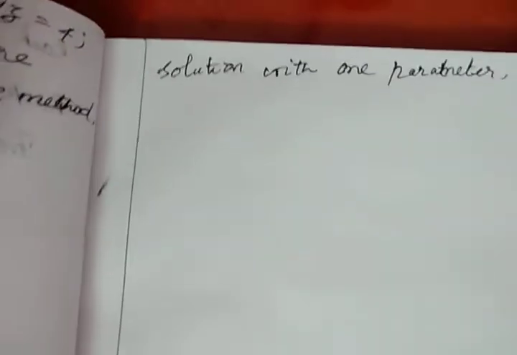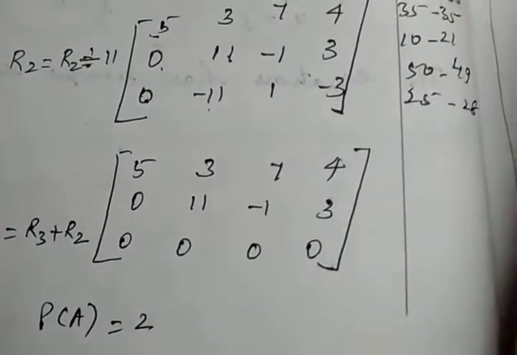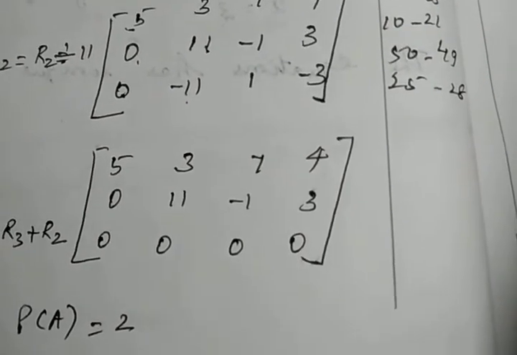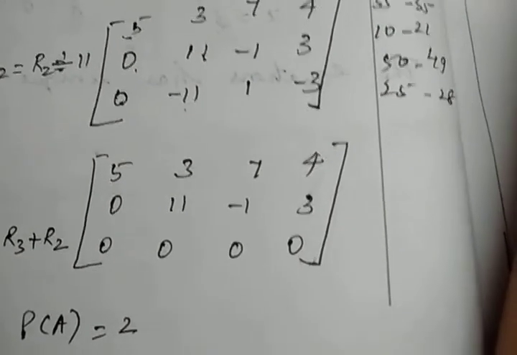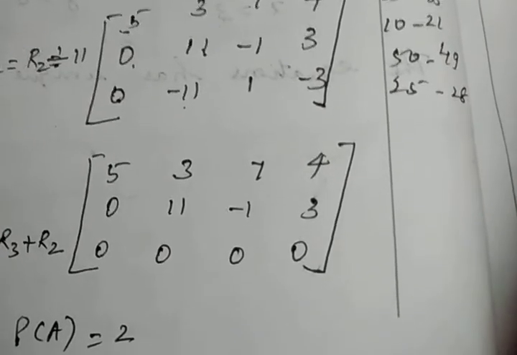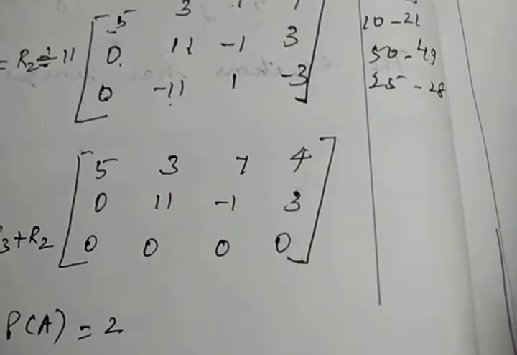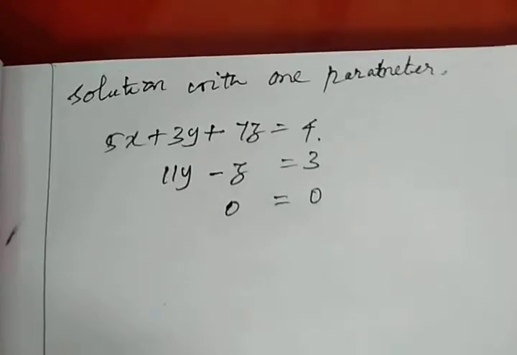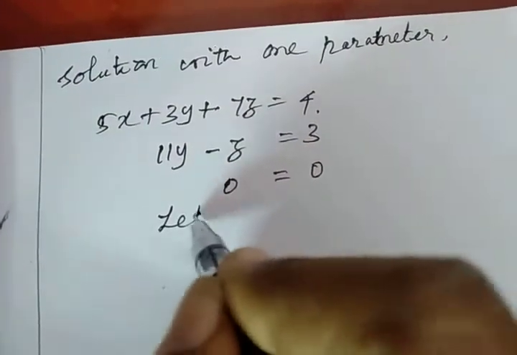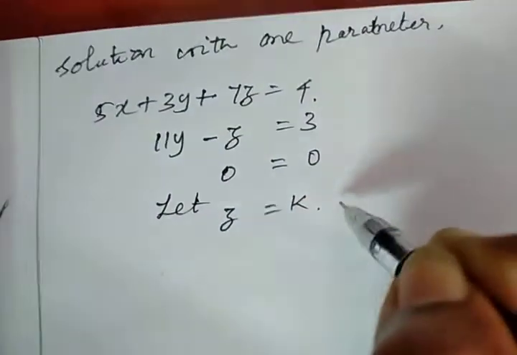Now let us find the values for x, y and z. From the last matrix you will get the equations as 5x plus 3y plus 7z equals 4 and 11y minus z equals 3, and for z, I don't have anything here, so 0 equals 0. We will have the equations like this. So for z we will substitute k. Let z equals k.